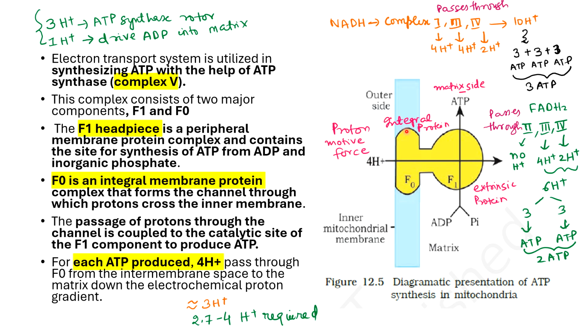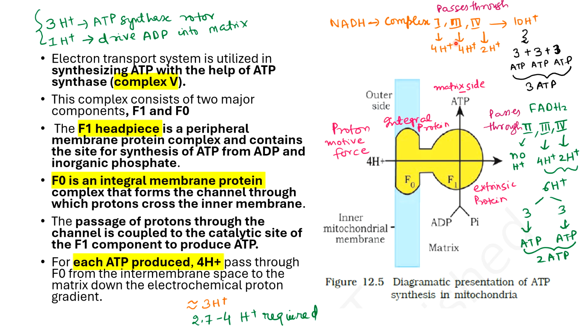F0 is the integral protein, F1 is the extrinsic protein. It is on the matrix side, and F0 acts as the transmembrane channel, and it is in the inner membrane. Okay, so as the proton gradient is established, it forms the proton motive force, and it helps in the movement of F0, just like a motor, just like a rotor. And from the head piece, ADP and phosphate are utilized to form ATP towards the matrix side.